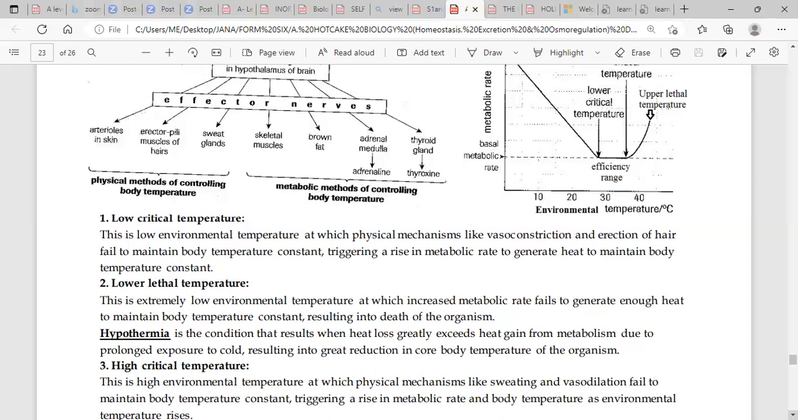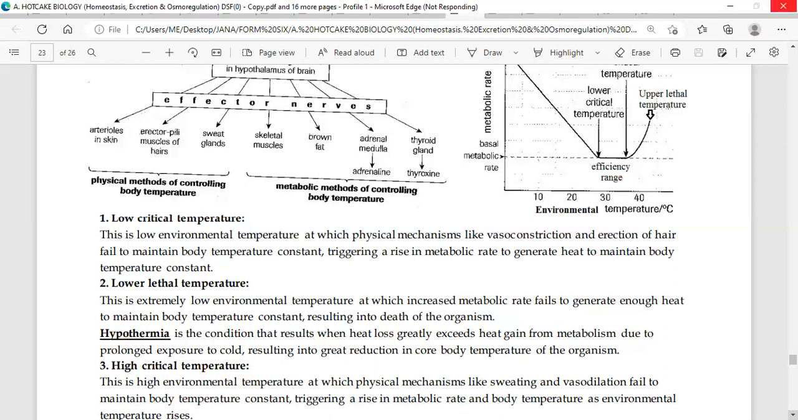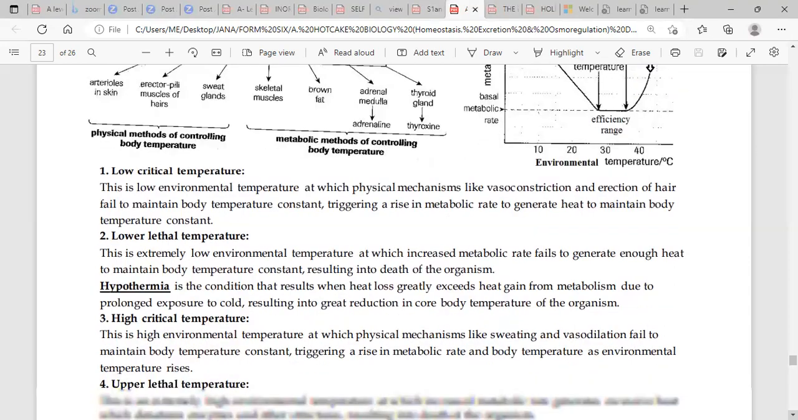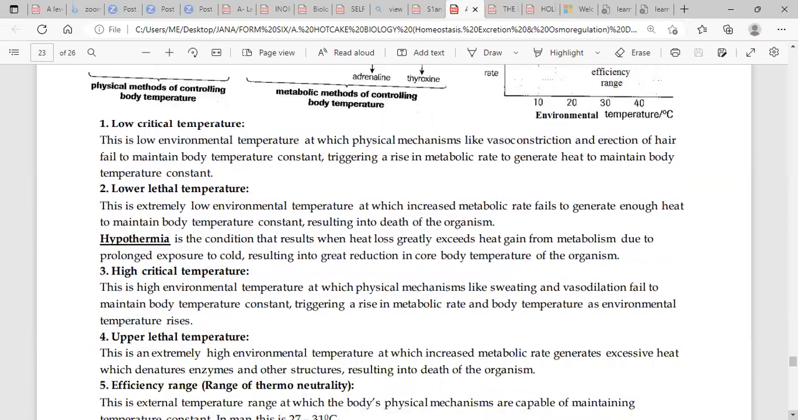Increased sweating, you know, through sweat, you are losing water to the atmosphere. Now, as you are losing water, bear in mind that water has a high latent heat of vaporization, that means loss of water goes with a lot of heat. So as you are losing water through sweating, then you are losing a lot of heat from the body. So that way, you try to lower the body temperature.